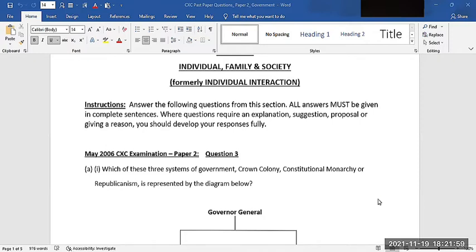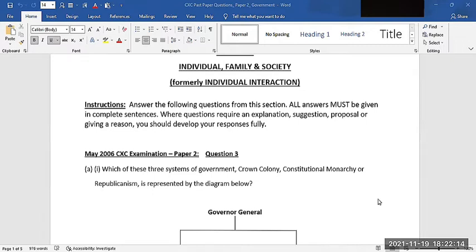Understand that now, Alex? Yes, miss. Good. So the key thing is how they inherit their position. They inherit their position, how they get their position. So they inherit their position.